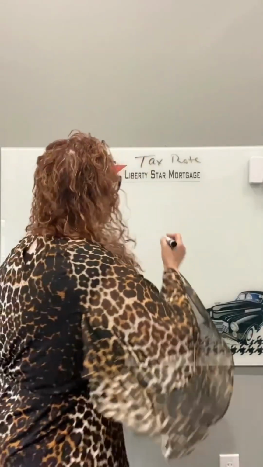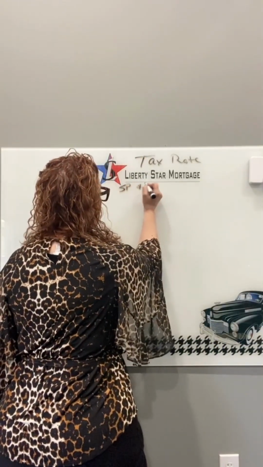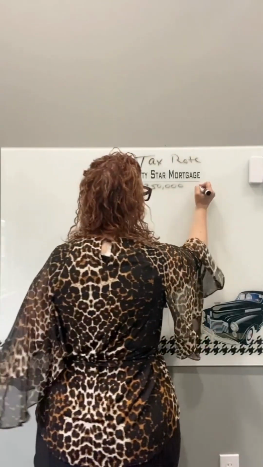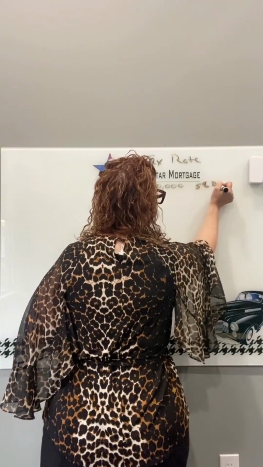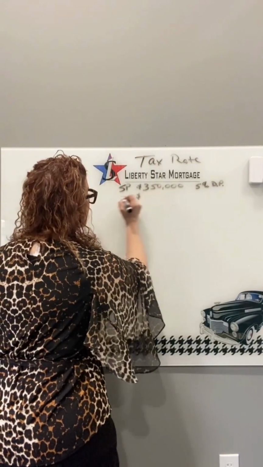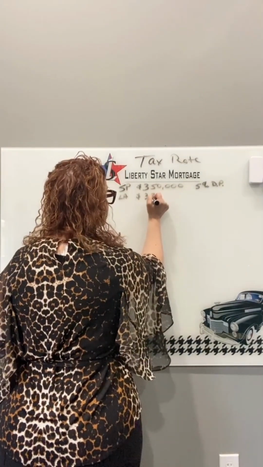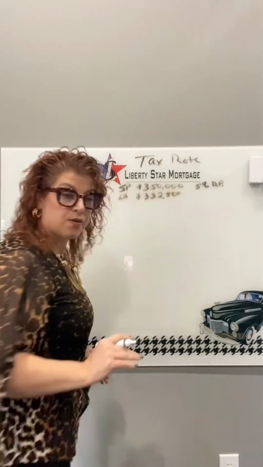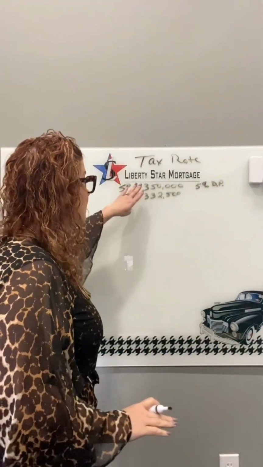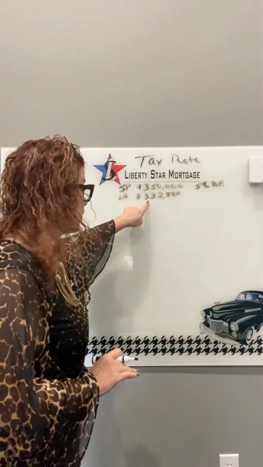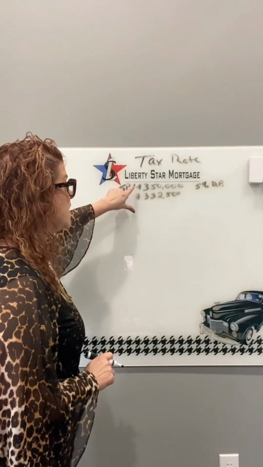So we're going to use a sales price of $350,000. And then we're going to assume a 5% down payment. That's going to leave you with a loan amount of $332,500. Now this is really important that we talk about the difference, because your payment is based off of the $332,500, but your taxes and your insurance are based off of the sales price.